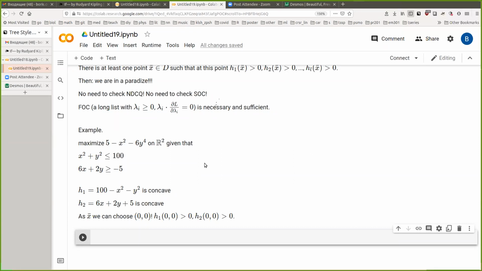I'm sorry, I have one question. Can you understand somehow this theorem intuitively instead of simply remembering the conditions?